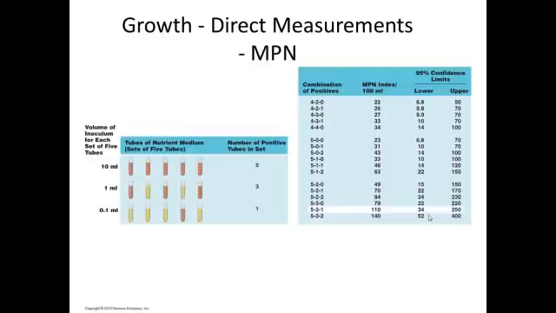Okay, so the reason why we do this is we're looking to make sure that intestinal bacteria are within set government prescribed limits, and they can do a real quick test.